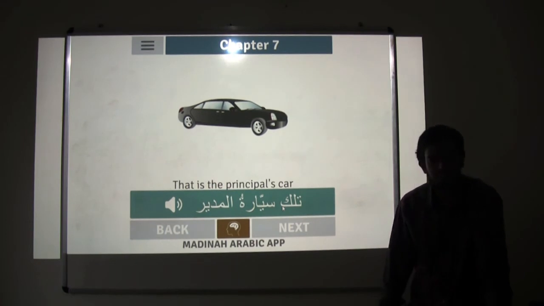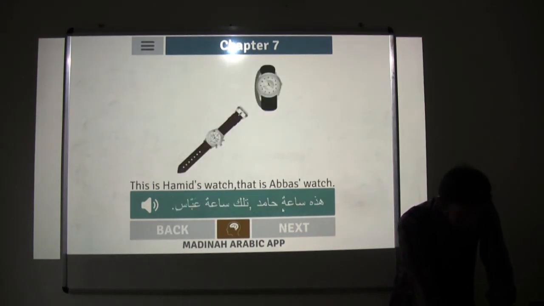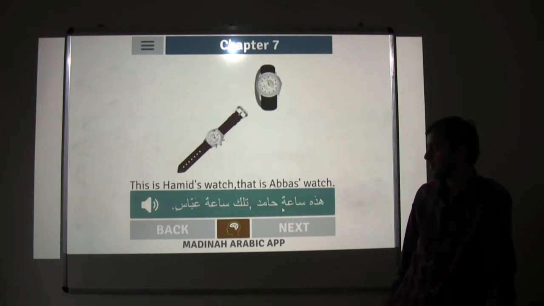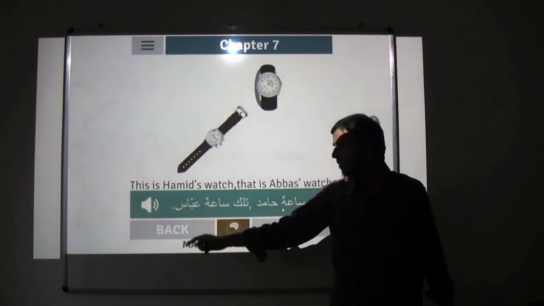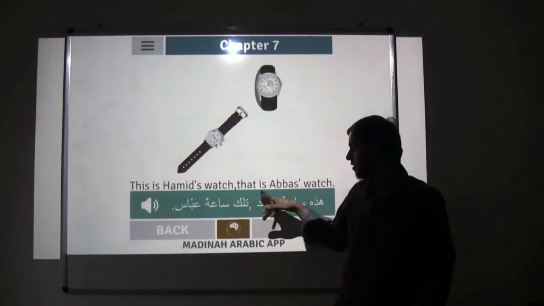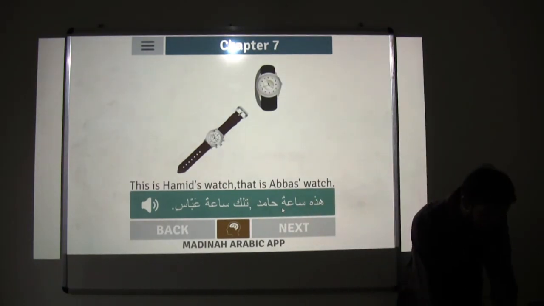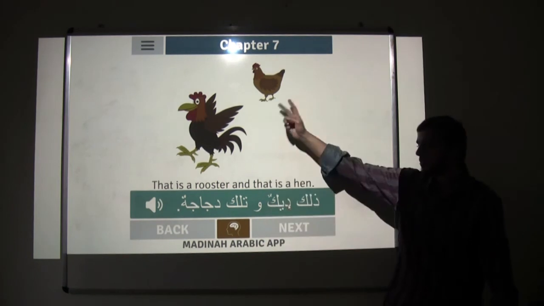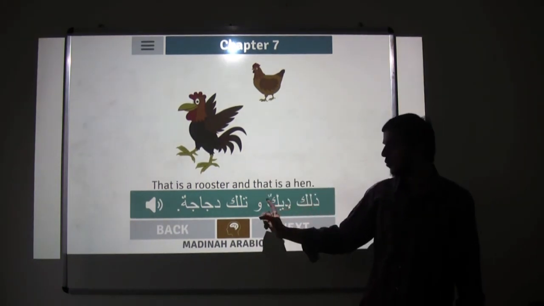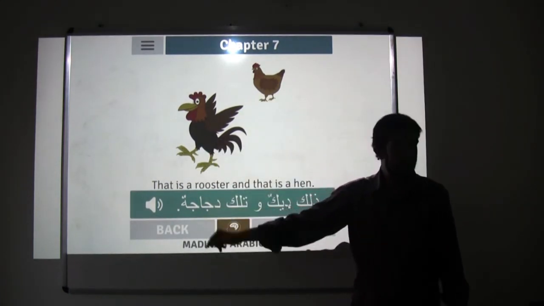Tilka sayyaratu al-mudir. It's been some time since we had any conversation drill, right? Inshallah we'll have it in the next class. Hadihi sa'atu Hamidin wa tilka sa'atu Abbasin. Simple. This is Hamid's watch and that is Abbas' watch. Any doubts? Very simple. Just one new word we have learnt so far: tilka. Dhalika dikun wa tilka dajajatun. That is a rooster and that is a hen. Remember this couple, okay?